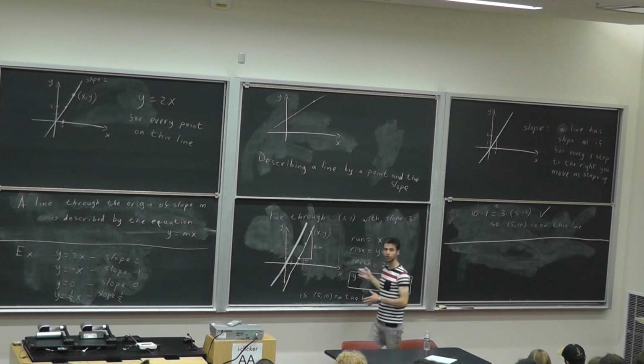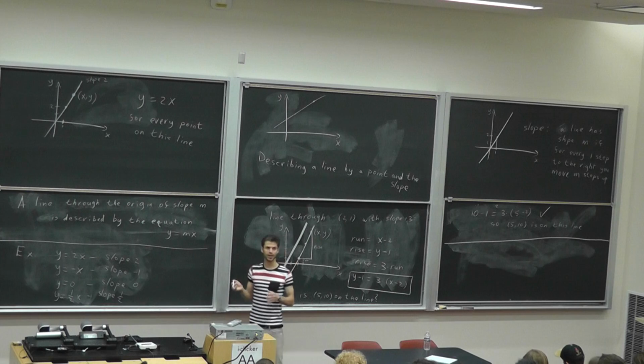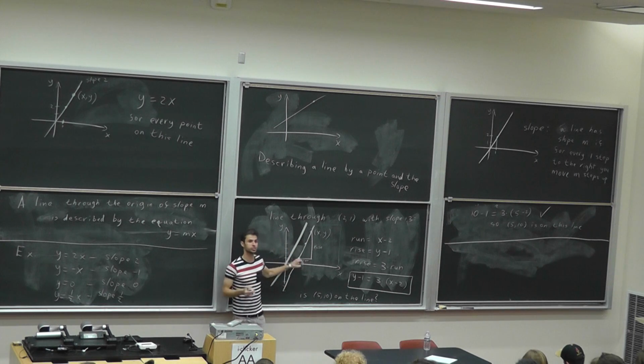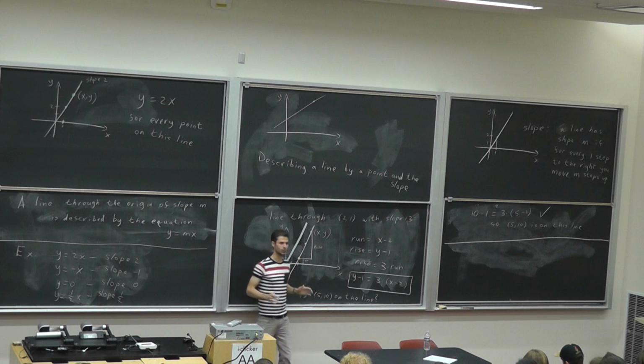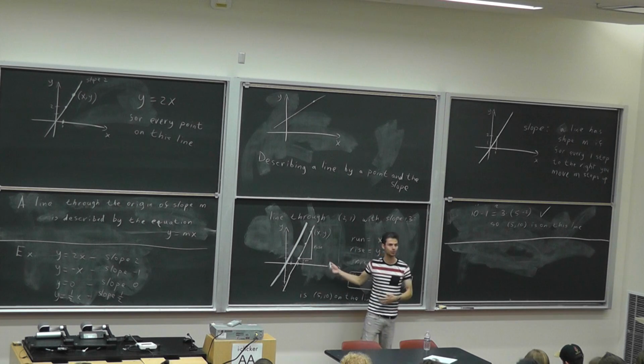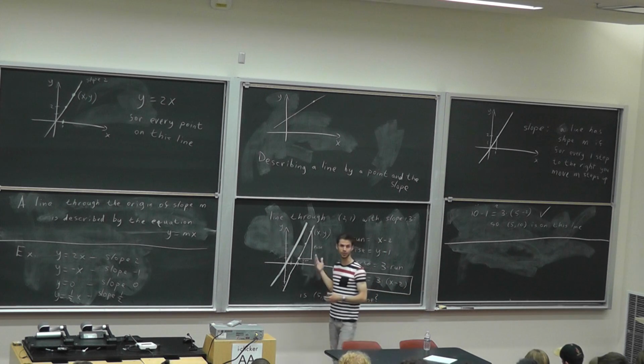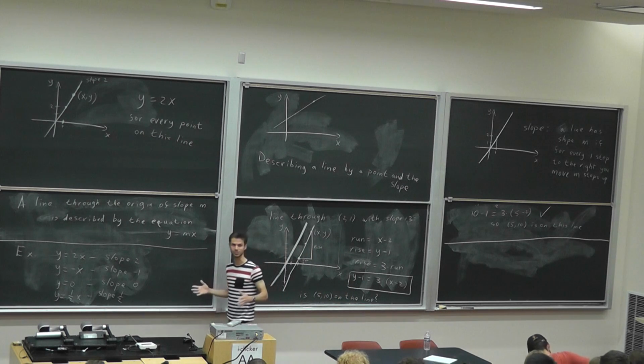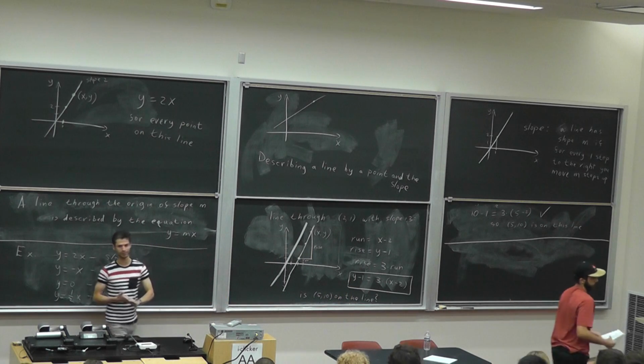So now we know how to describe any point on the line if we just know one point on the line and its slope. So next time we'll continue with this idea. We'll describe lines by two points.